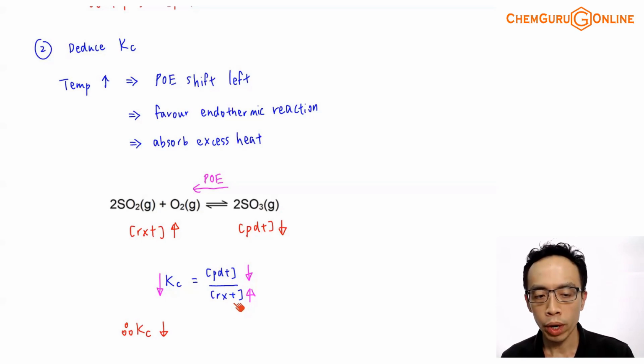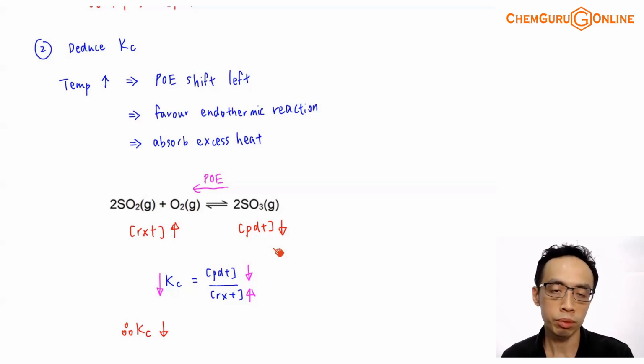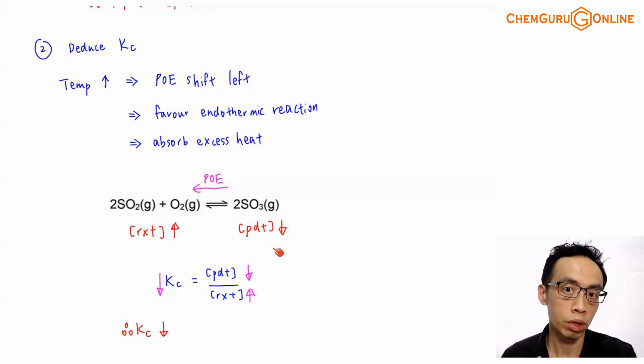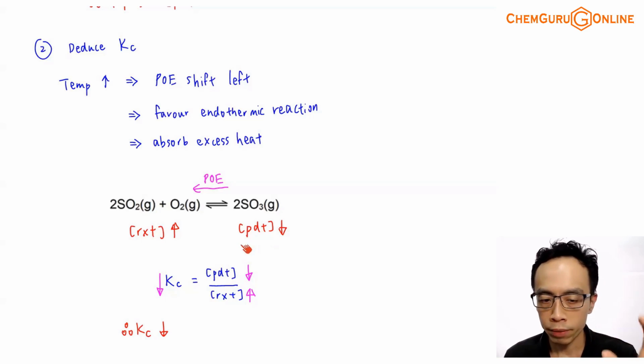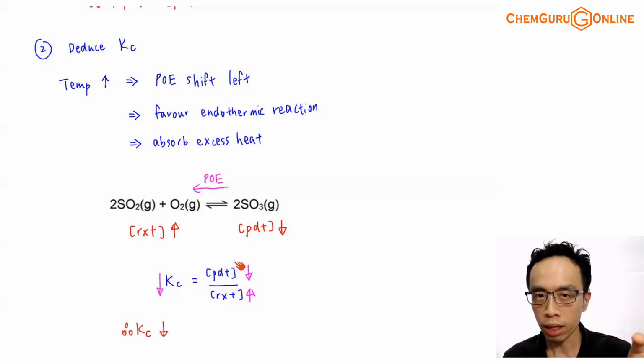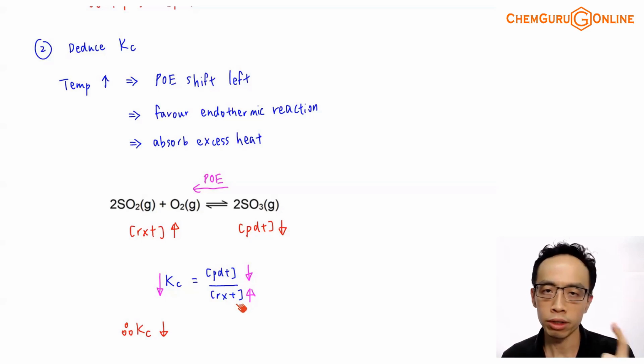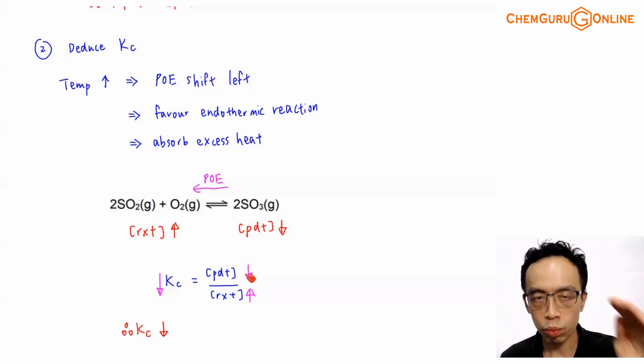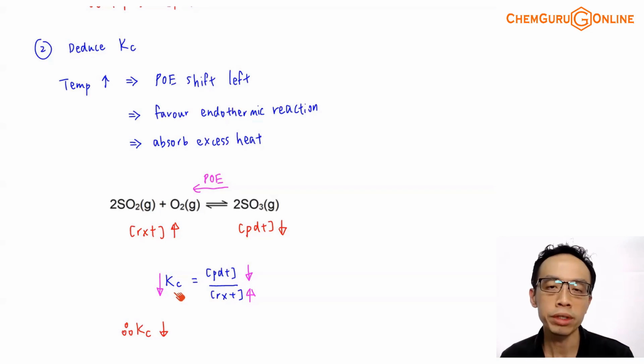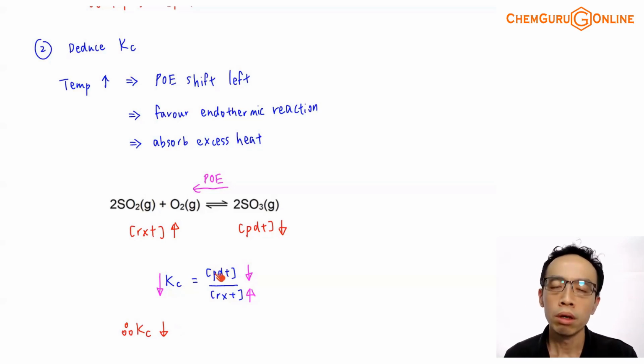In this case, the concentration of my reactant goes up and the concentration of my product decreases, because the position of equilibrium is shifting towards the left-hand side, correct? We will expect the numerator, my product concentration, to come down, and the denominator, the concentration of my reactant, to go up. I have a smaller numerator and a bigger denominator, so I will expect the Kc value to decrease. So Kc is expected to decrease when there's an increase in temperature.